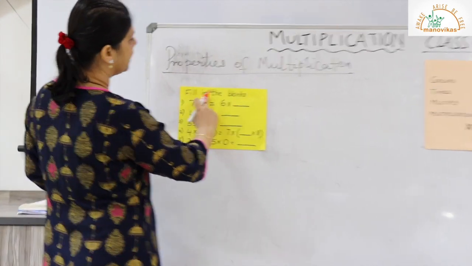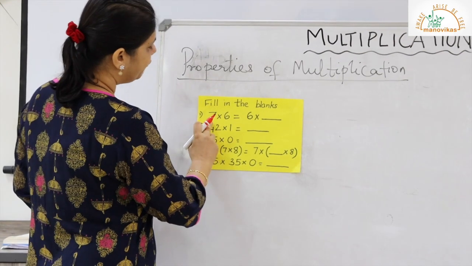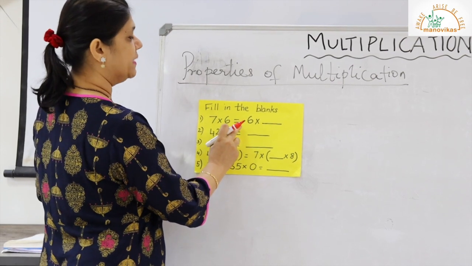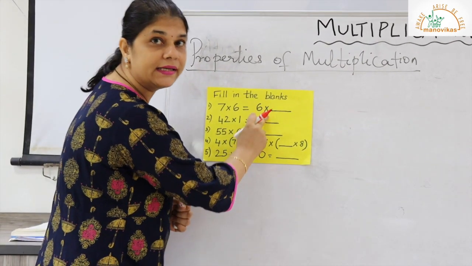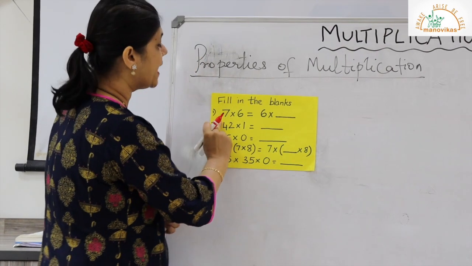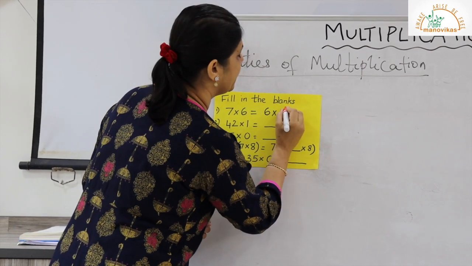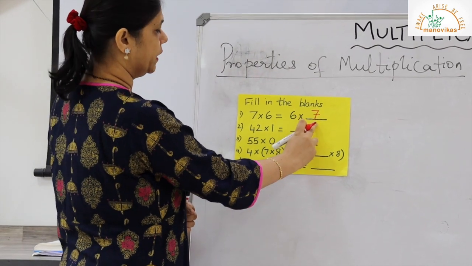I have some fill in the blanks written for you. Let's solve them one by one. The first example is 7 multiplied by 6 will be same as 6 multiplied by, yes children, can you tell me? You know the properties, right? 7 multiplied by 6 will be the same as 6 multiplied by 7. So I am going to write 7 over here.